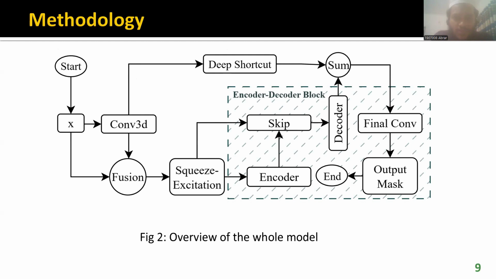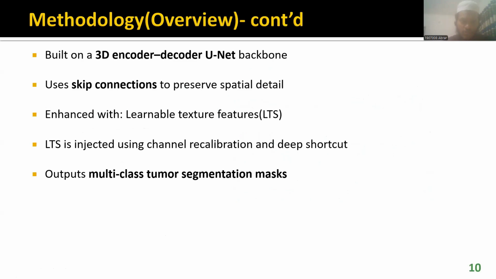So this is the whole methodology, as you can see. In this methodology, here is a deep shortcut and fusion. The input is fed into the encoder-decoder architecture with fusion from the input image. We also used a deep shortcut before the output layer. So this is the overall architecture of the whole solution. Here are the basics that I have just described. It is built on a 3D encoder-decoder UNet backbone, uses skip connections to preserve spatial detail, and is enhanced with learnable texture features, called LTS in short. LTS is injected using channel recalibration and a deep shortcut.